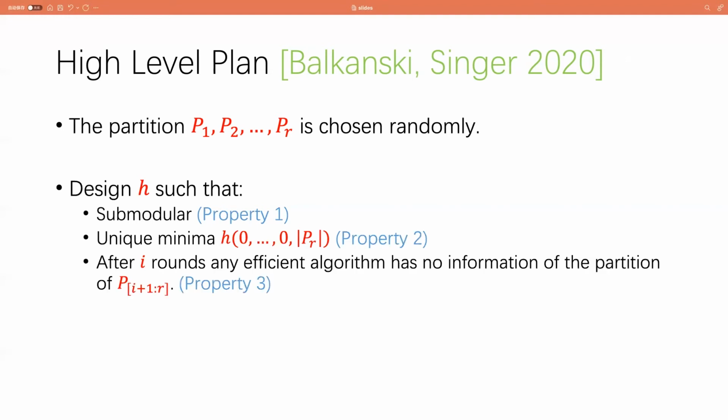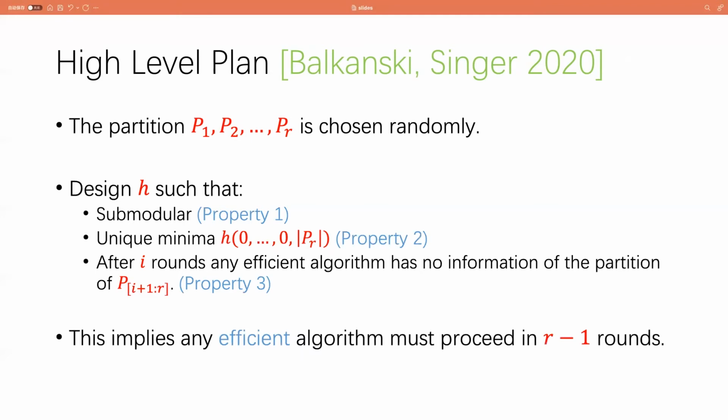The third property is that after i rounds, any efficient algorithm, which means it uses polynomial queries, knows nothing about the partition of the sets Pi+1 to PR. Thus, the first property guarantees that f is indeed submodular, and the second property means that in order to find the minimizer of f, we need to somehow find PR, and the third property says in order to do that, we need at least r-1 rounds.